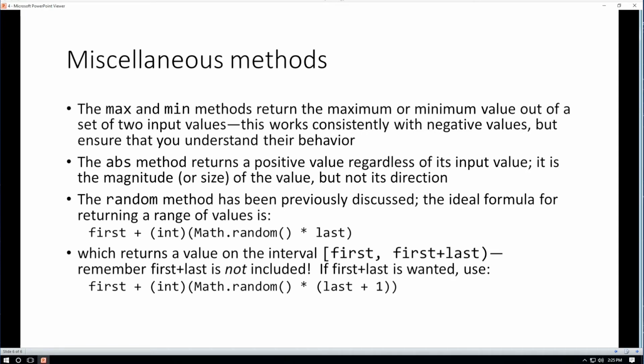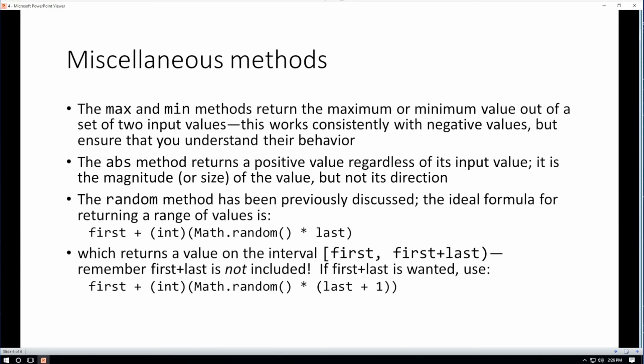The Math.random times 6 would return a value in the range 0 to 5.99 continuing. Truncate that and we would get just the integer portion, which is 0 through 5. And when that's added to first, which is 1, we get 1 through 6. The actual value, first plus last, is not included in this range. My example of the die, that's fine.